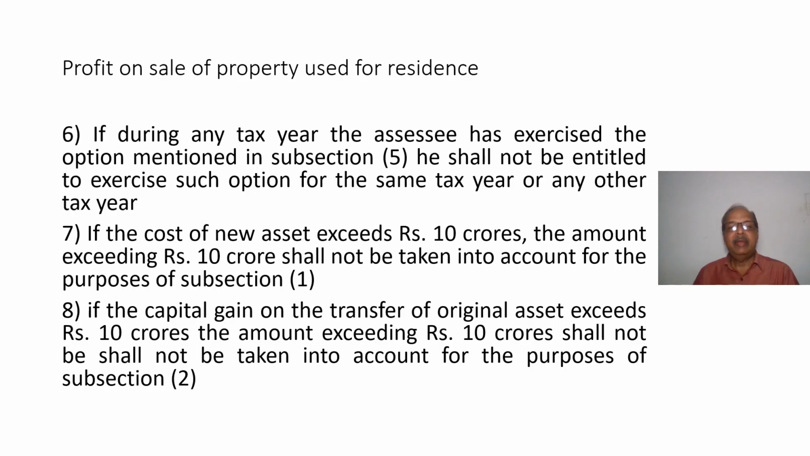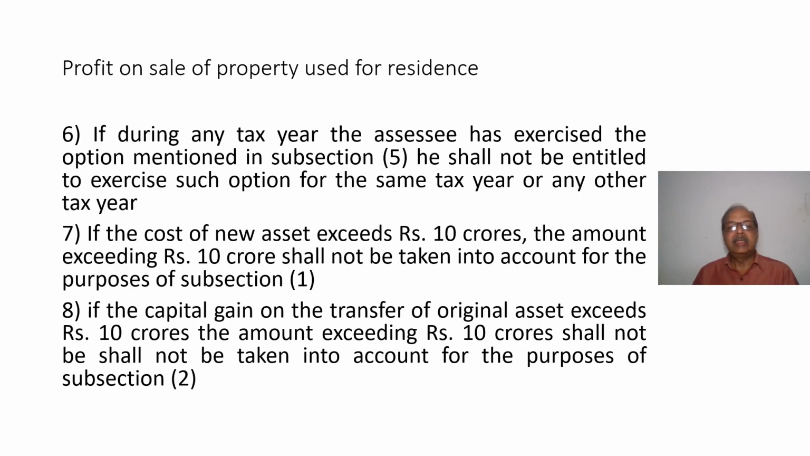And subsection 7: if the cost of the new asset exceeds rupees 10 crores, the amount exceeding 10 crores shall not be taken into account for the purpose of subsection 1. If the cost of the new asset is above rupees 10 crores, the capital gain exemption shall be limited to rupees 10 crores. The capital gain exceeding rupees 10 crores of the new house shall be taxable under section 67.